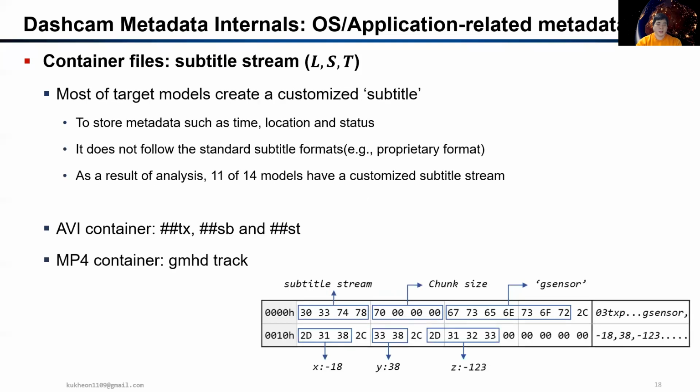Most of the target models create a customized subtitle to store metadata, such as time, location, and status. It does not follow the standard subtitle format. That means it is a proprietary format. As a result of analysis, 11 of 14 models have a customized subtitle stream. The subtitle stream chunks are TX, SB, and ST in the AVI container. Also, the GMHD chunk in the MP4 container is a subtitle stream chunk. This figure shows an example of a proprietary format. In this case, it is an AVI container with TX, chunk size, and sensor values.